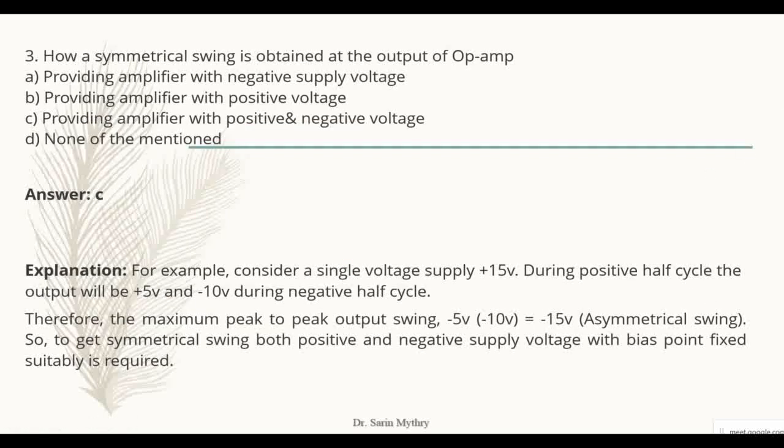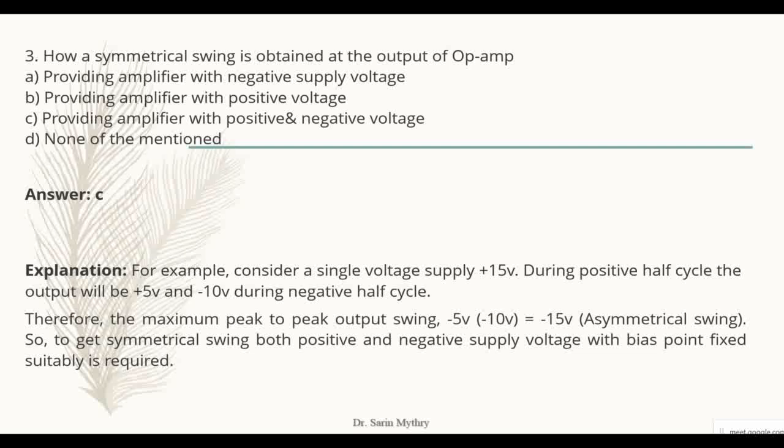Third one, how a symmetrical swing is obtained at the output of an op-amp. What are the options? The first option is providing the amplifier with a negative power supply. The second one is providing the amplifier with a positive power supply. The third one is providing the amplifier with positive and negative voltages. The fourth one is none of the mentioned. Among these, the answer will be the third one, that is providing the amplifier with positive and negative voltages.